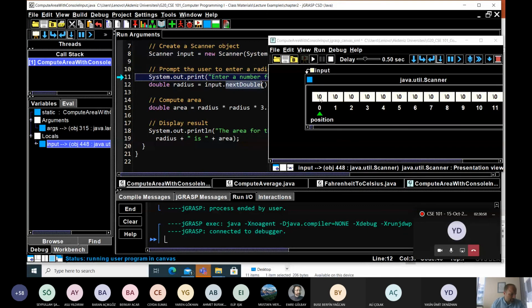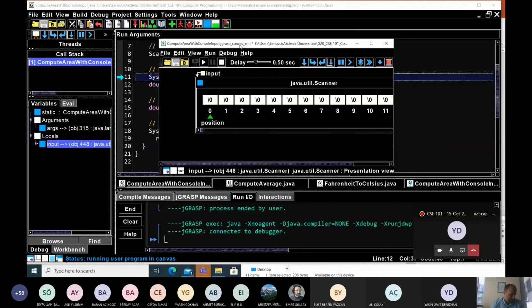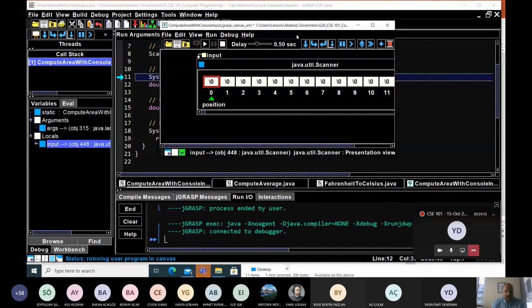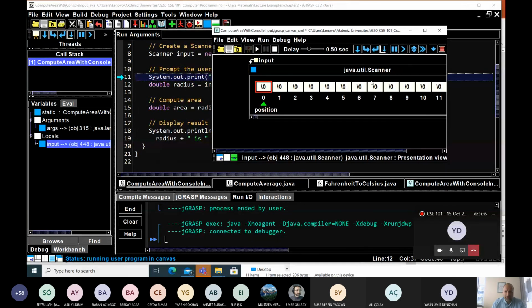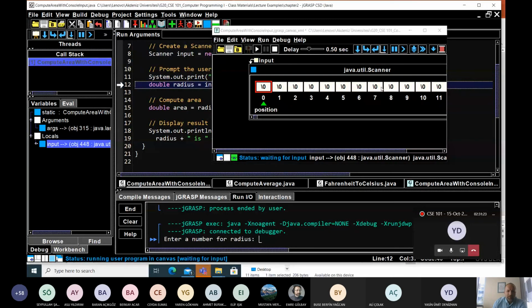So this is the scanner. This is the input stream. Okay. So this is the input stream that the user is entering through the keyboard. So when I step over that next line, the print line, right, it prints out enter a number for radius, and now it's going to wait, right? Now it's going to wait until I enter some information.